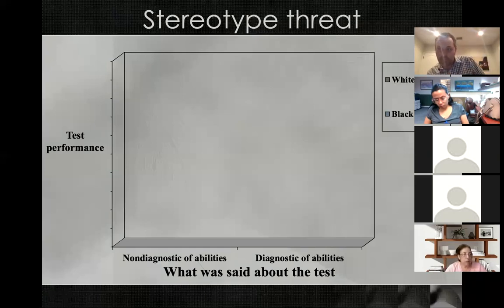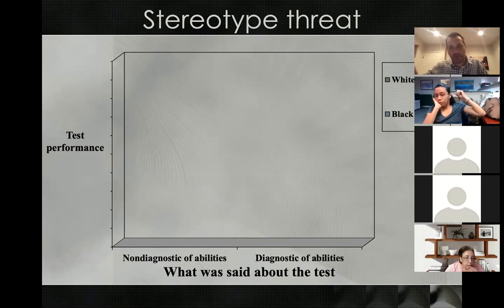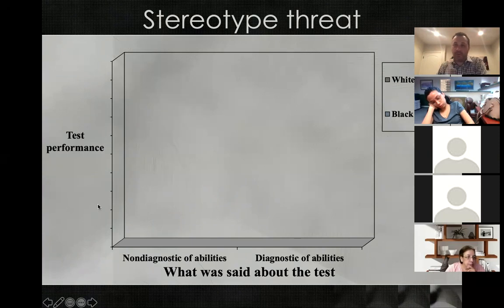The other half of the participants were told that the test is diagnostic. They were told this test has been around for decades. We know that it correlates really strongly with people's actual verbal aptitude. So whatever score you get in this test, it's a pure reflection of your actual verbal ability. Other than that, though, the tests that they actually performed were completely identical. So what we're looking at are the participants' scores on this test.